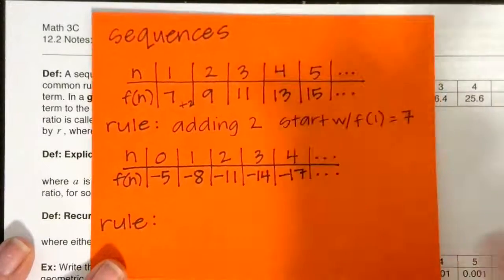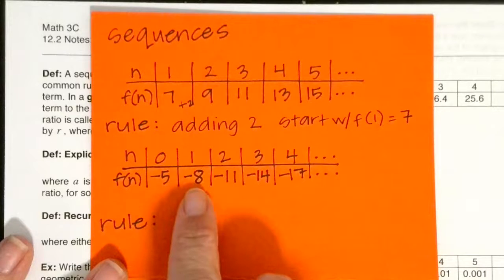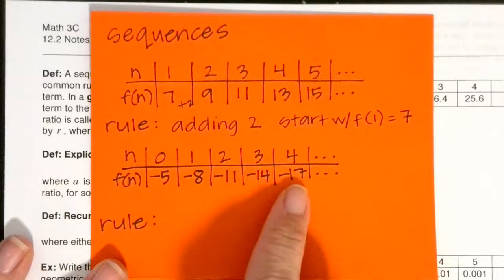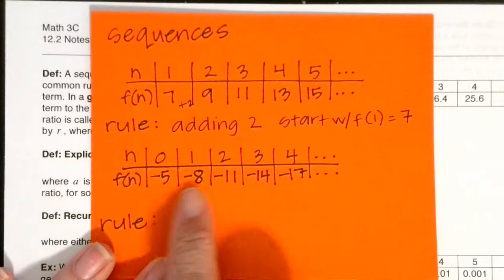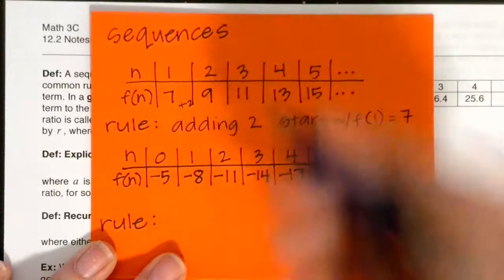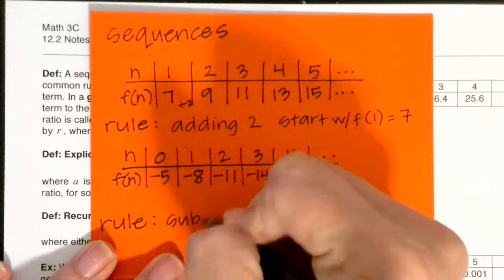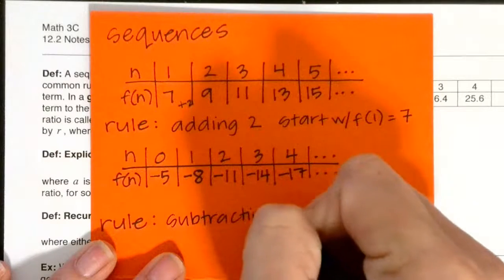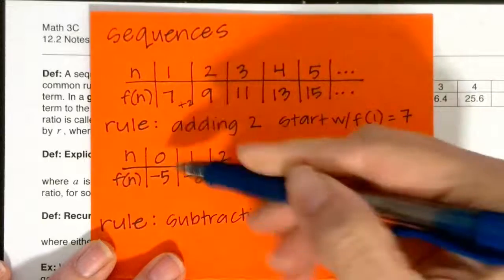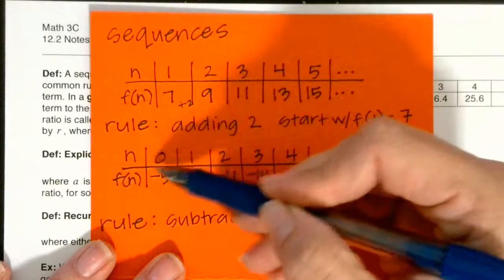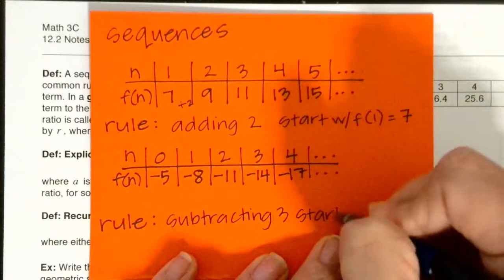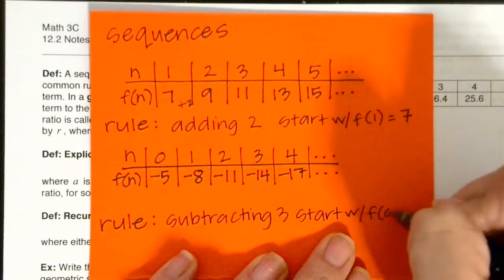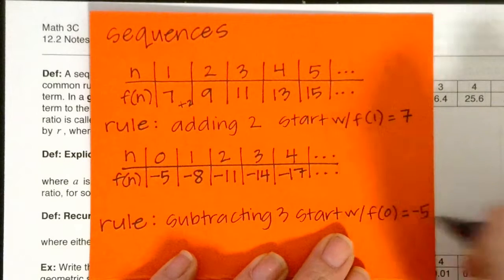Let's see if you guys can pick up the pattern. -5 to -8 to -11. Oh my gosh, these are getting smaller and smaller. Or if you prefer, bigger in the negative direction, which is still smaller. But what is happening is that they're each going down by 3. So we would be subtracting 3. But because our first term isn't 0, right? The 0 term, our initial term is -5. We need to say start with f of 0 equals -5.